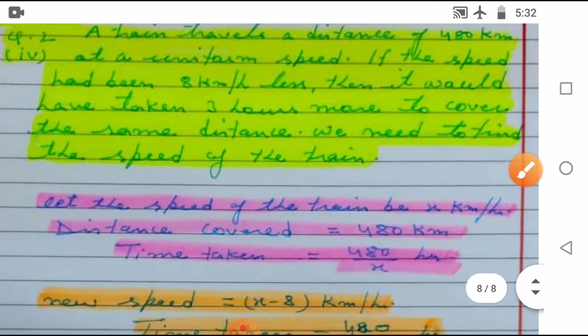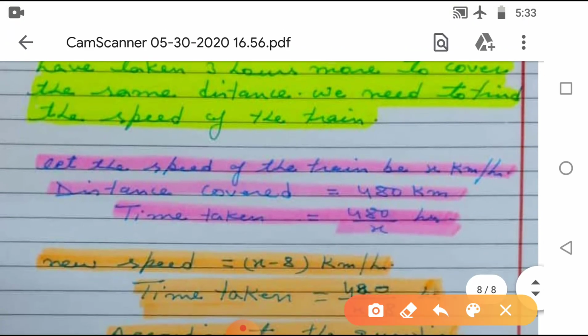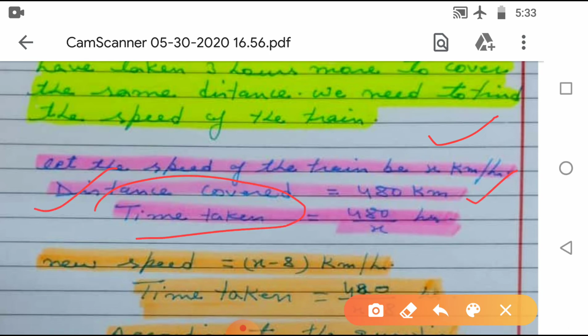This is simple. Let the speed of the train be x kilometers per hour, and the distance covered is 480 kilometers. So, what is the time taken? This is the normal time taken, that is distance upon speed. So, distance is 480 and the speed is x, so 480/x hours is the usual time taken, when the speed is x kilometers per hour.